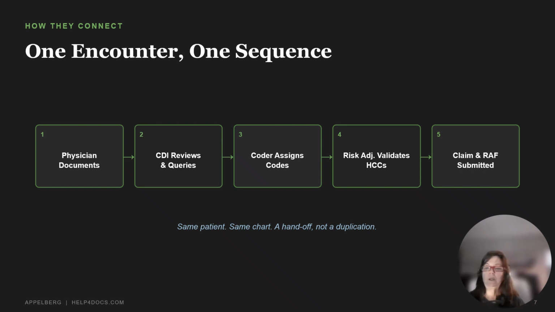So one chart, one patient encounter actually flows through all three roles sequentially, not simultaneously. And if any link in that chain breaks, like there's vague documentation, a miscoded chart, an HCC that got missed, it affects everything downstream: the claim, the compliance risk, and the funding that is tied to that patient's care.